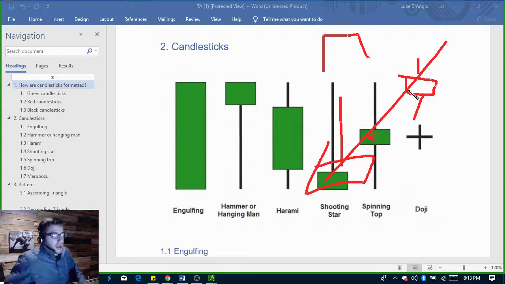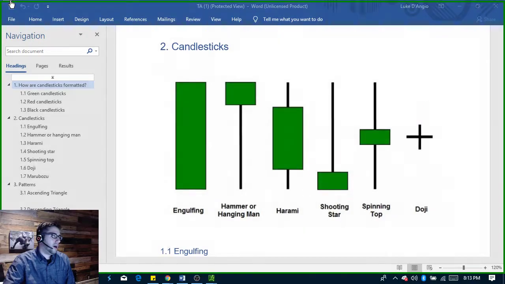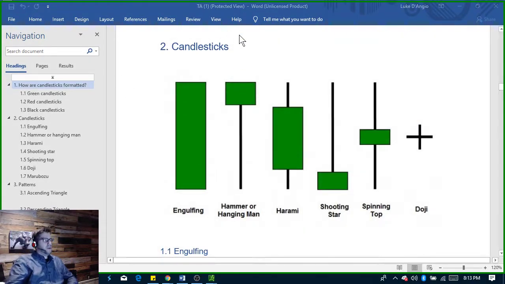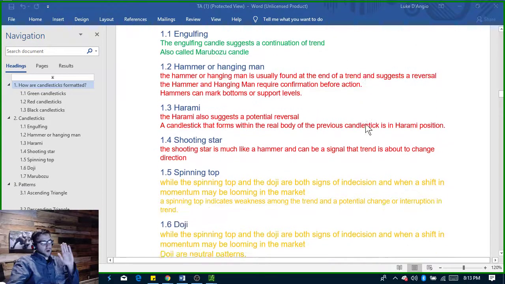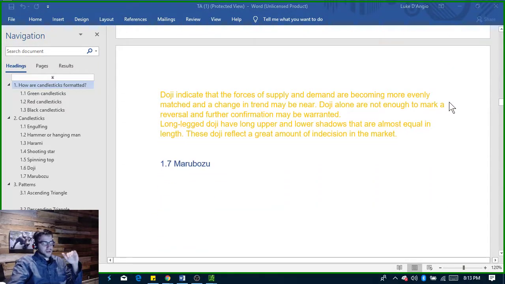It's bullish. But since I don't have those formations here, let me move on to patterns, and then I'll show you these candles in real life and how you can use them to kind of predict what's going to happen. So just to go over, you have the engulfing, the hammer or hanging man. It's considered a hammer, I believe, when it has a red top, and it's also considered a hanging man with a red top. And the shooting star.